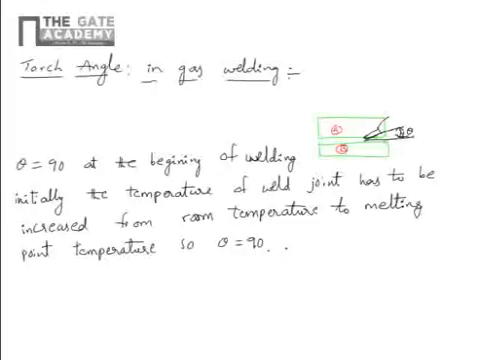So in gas welding, as we have discussed, the parent metal melts, that's why it is also called fusion welding. So the torch angle has to be 90 degrees maximum at the beginning and minimum at the middle and the end of the joining. Theta is minimum at middle and end of the joint. Once it goes from room temperature to melting point temperature, then you can decrease the torch angle.